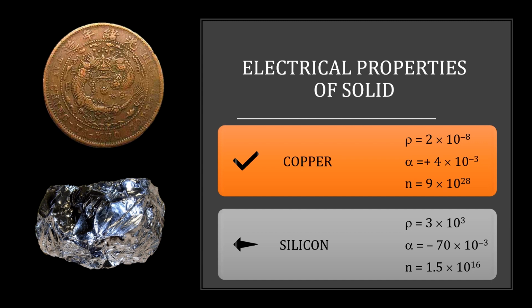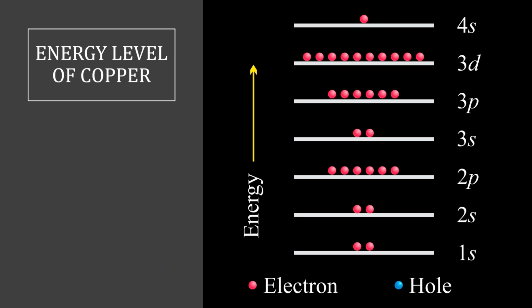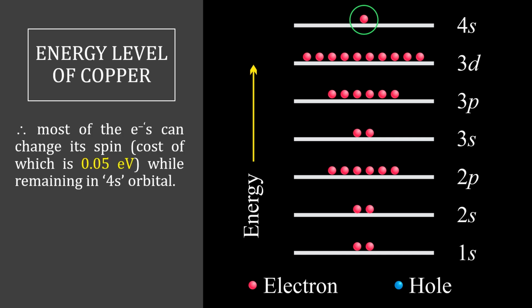Now I shall attempt to explain the difference in electrical properties of copper and silicon by Bloch's theory. First of all, copper. We can see copper has 29 electrons and it is arranged in its orbitals as shown. We can see 4s has only one electron, and this 4s could have occupied 2 electrons. So this one electron can go to another location in 4s itself by changing its spin, and the energy required to do so is only 0.05 electron volt. And we know that this energy is easily available at room temperature.